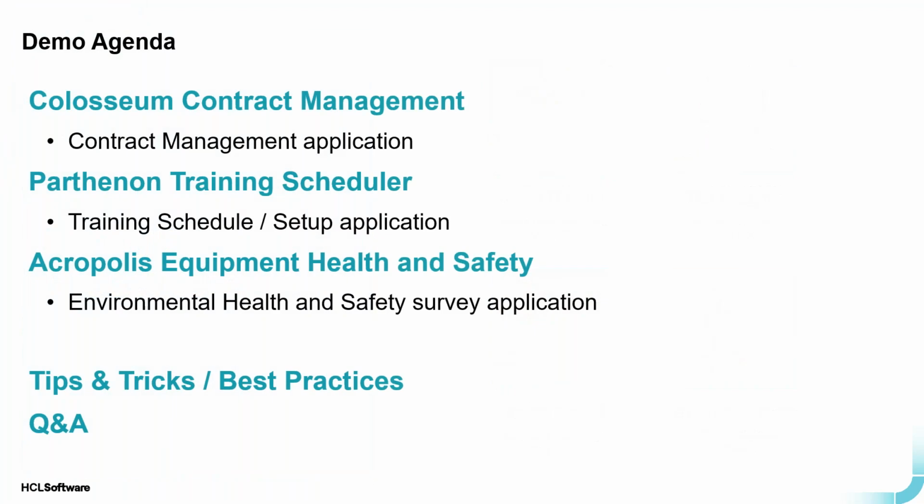Our presentation is going to cover three different applications built using VoltaMX Go and Domino. The first is a contract management application. The second is a training scheduler application. And the third is a health and safety inspection application. These are all based on real customer use cases and business problems that they are trying to accomplish. And each one of these applications is modeled after those.